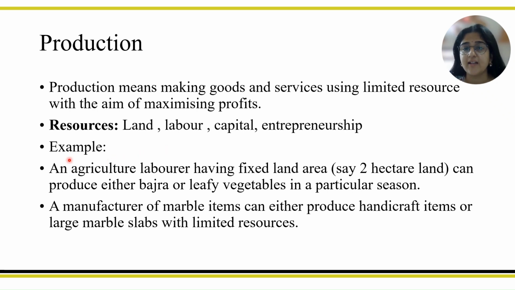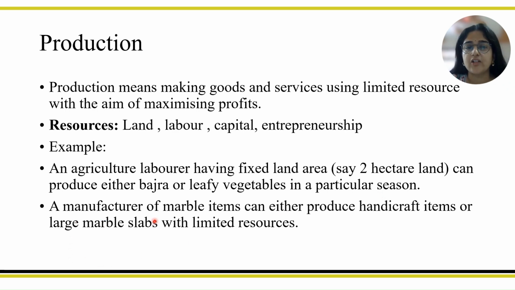Now let's understand this with the help of an example. An agricultural laborer having a fixed area, let's say a laborer has 2 hectares of land, can produce either bajra or leafy vegetables in a particular season. Since the land area here is fixed, which is our resource, a producer cannot produce everything. It has to make a choice whether to produce bajra or leafy vegetables in a particular season.